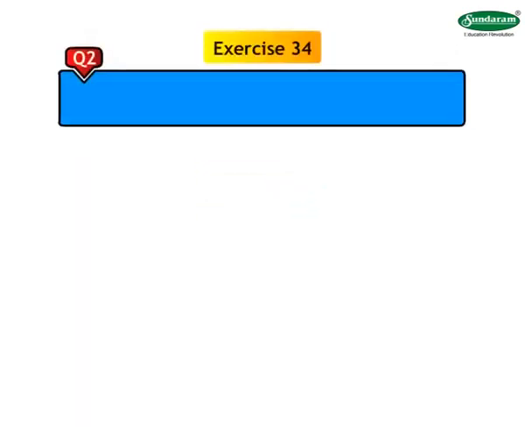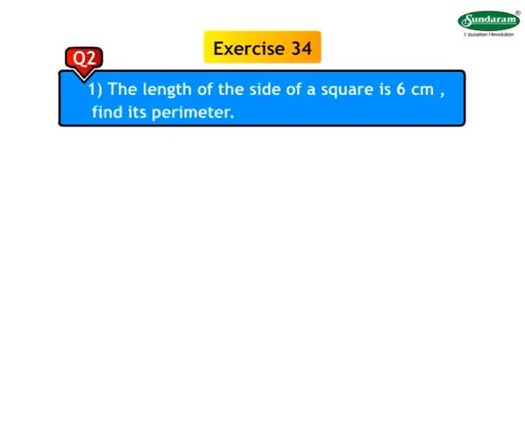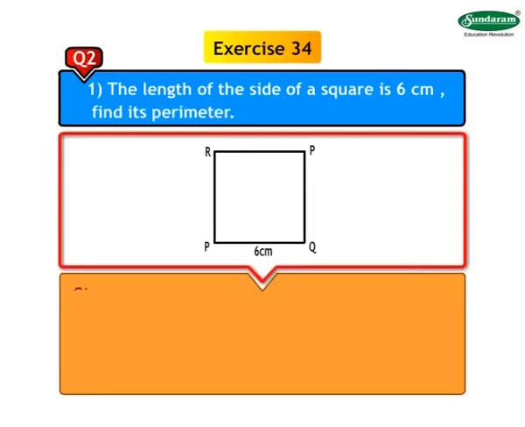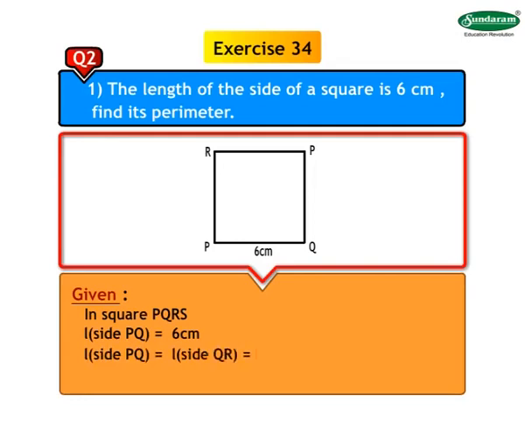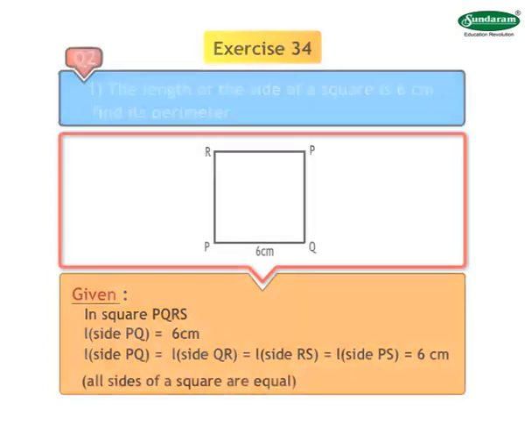Exercise 34, Question 2. The length of the side of a square is 6 centimeters. Find its perimeter. Solution. It is given that in square PQRS, length of side PQ is equal to 6 centimeters. Thus, length of side PQ is equal to length of side QR is equal to length of side RS is equal to length of side PS is equal to 6 centimeters, since all sides of a square are equal.